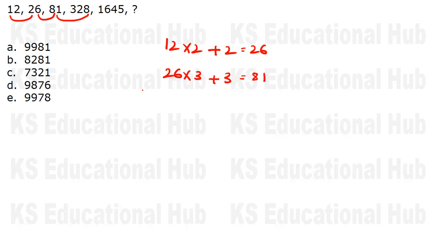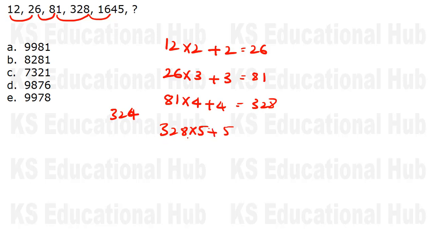How can 81 be made as 328? To make 81 as 328, 81 into 4. 80 into 4 is 320, 1 into 4 is 4, that is 324, plus 4 is equal to 328. How can 328 be made as 1645? For that reason 328 into 5, plus 5. Multiplying a number with 5 is easy. That is 1640, plus 5, so 1645. Okay, exactly correct.